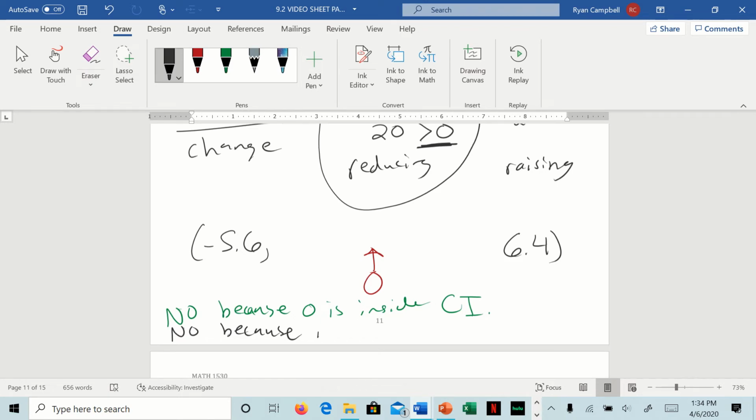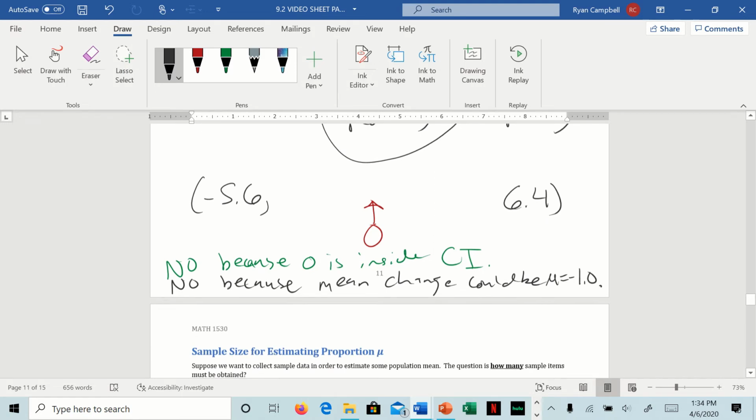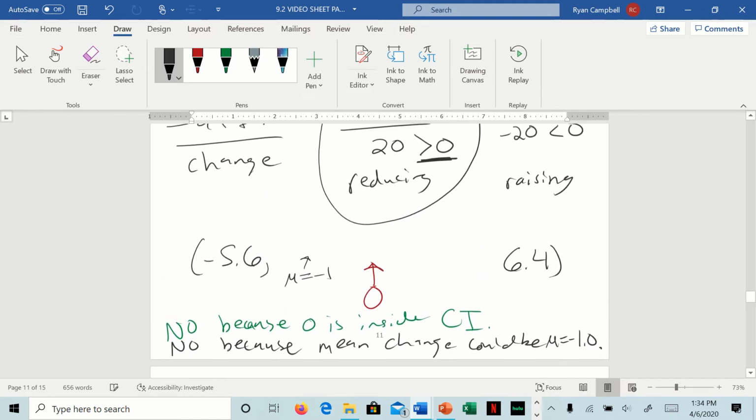Another thing you could say is no, because the mean change could be -1, right? Which would mean an increase. So that's another thing you could say. No, the mean change could be mu equals -1, right? That's inside there. And that would mean that it's raising the cholesterol, as we said.